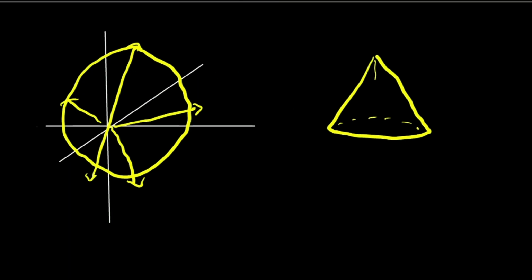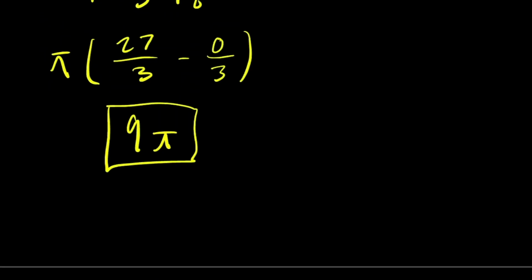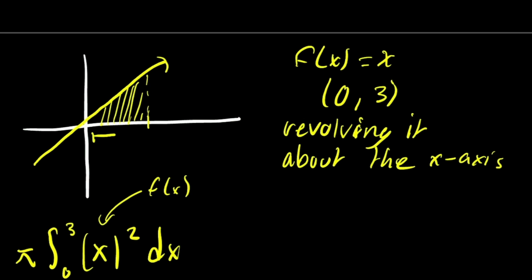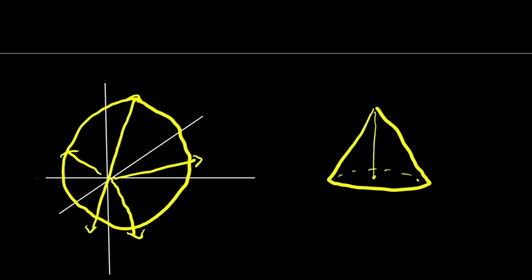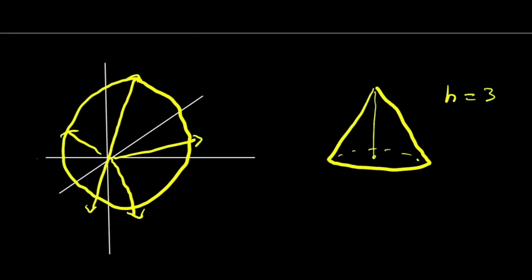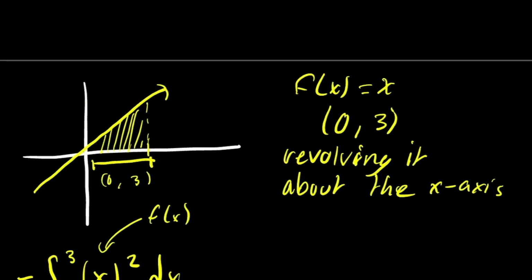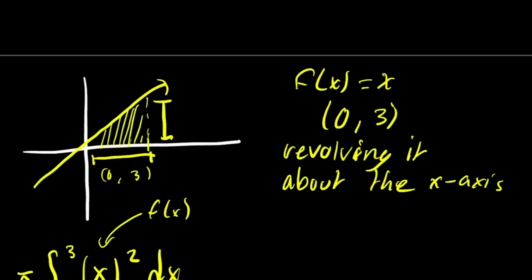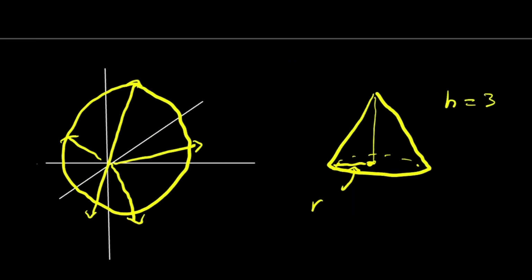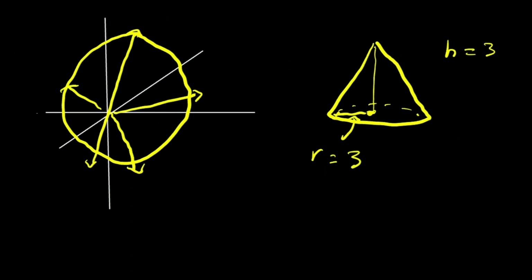And our height is going to be this distance here from 0 to 3. So h equals 3. And our radius, r, is going to be the height of where it ends up. So it goes from 0 to 3. So f of 3 equals 3 because f of x just equals x. So our r equals 3.